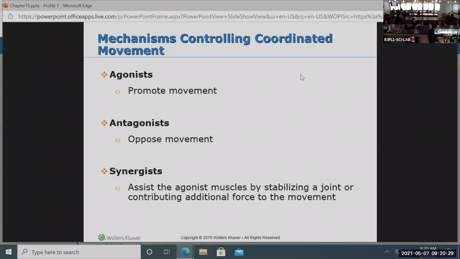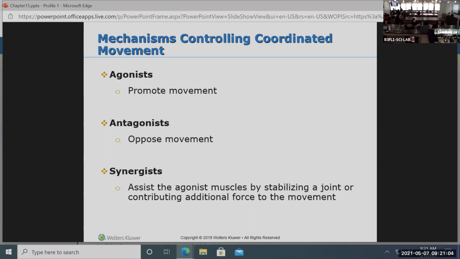Now, mechanism controlling coordinated movement. These flexor group, extensor group, we call agonist, antagonist, and synergistic. So please remember what is agonist. Agonist is which promotes movement. Antagonist muscles are which oppose the movement.